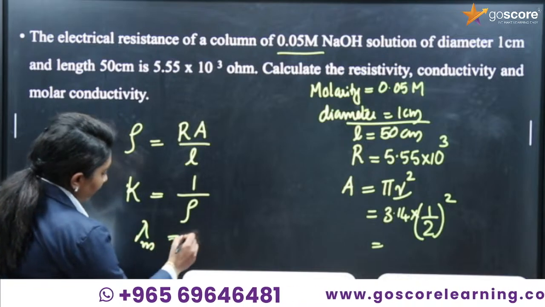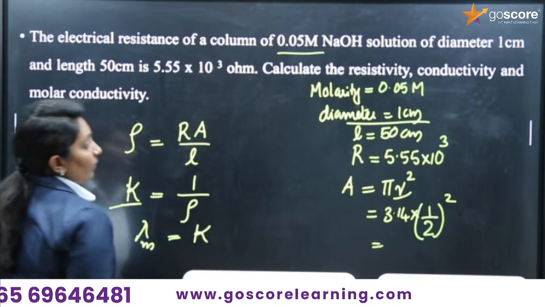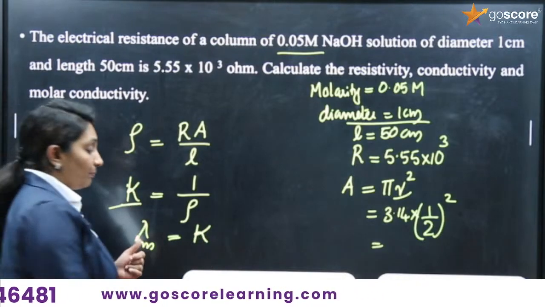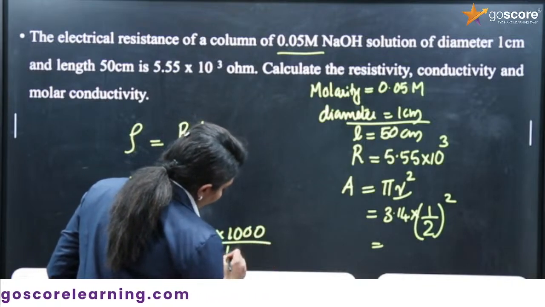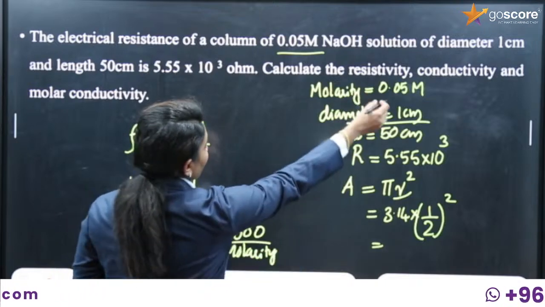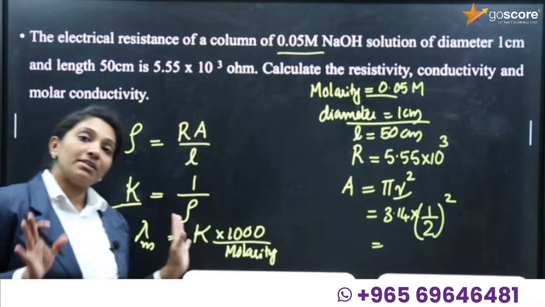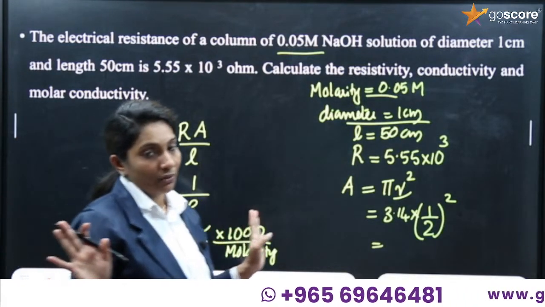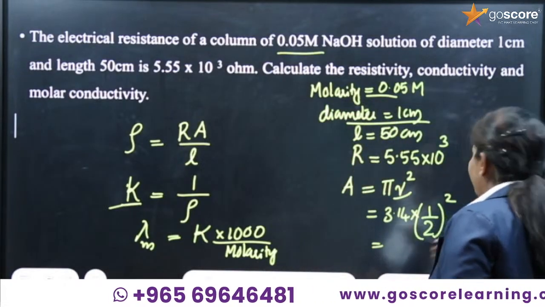Molar conductivity lambda m is equal to, once you get this conductivity value, that is kappa, the conductivity into 1000 divided by molarity, right? This molarity is given in the question, 0.05. So, you can easily find out by substituting the values. Okay, you can do it on your own and you can put the answers in the comment box.